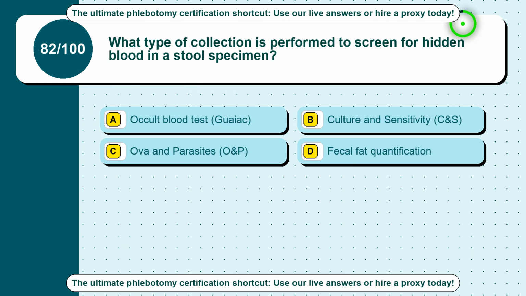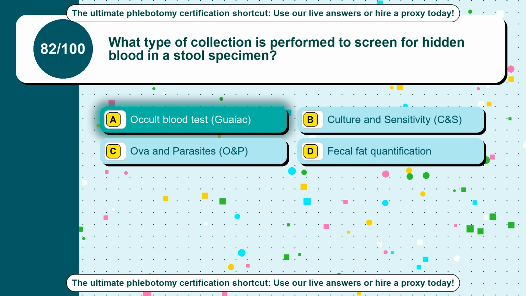Question 82. What type of collection is performed to screen for hidden blood in a stool specimen? Option A, occult blood test, GWAS. Option B, culture and sensitivity, C&S. Option C, ova and parasites, O&P. Option D, fecal fat quantification. The correct answer is option A, occult blood test, GWAS.